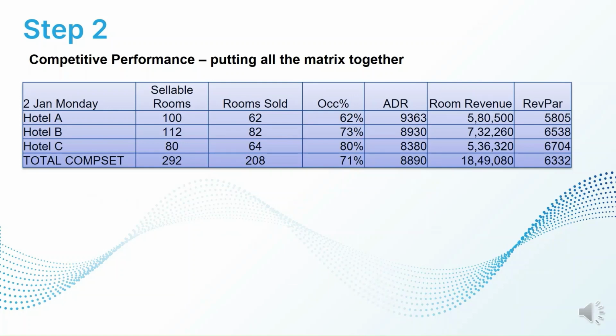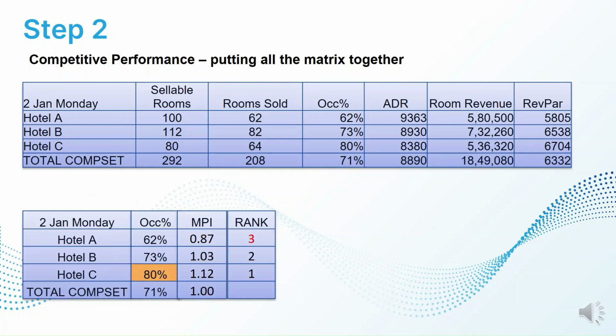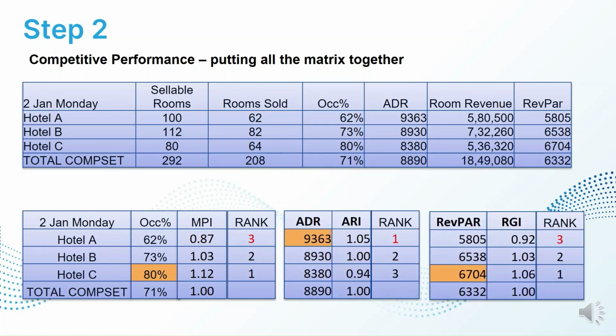Let's put all the matrix together of what we have learned so far from a competitive performance point of view. We saw MPI, we saw ARI, and we saw RGI. If you see, Hotel C has the highest occupancy, Hotel A has the highest ADR, and Hotel C has the highest RevPAR. Rank-wise, you saw that Hotel A is ranked 3 in both MPI and RGI. Hotel B continues the same rank in ARI and MPI and RGI, and Hotel C has rank 1 in MPI and rank 1 in RGI, but it is rank 3 in ARI.